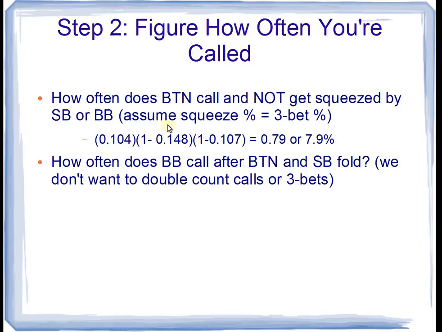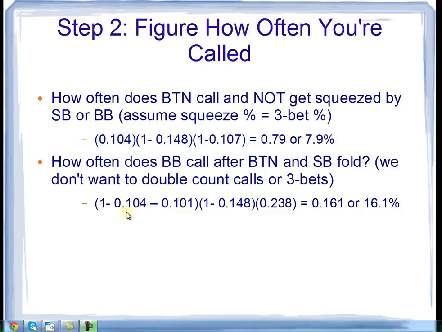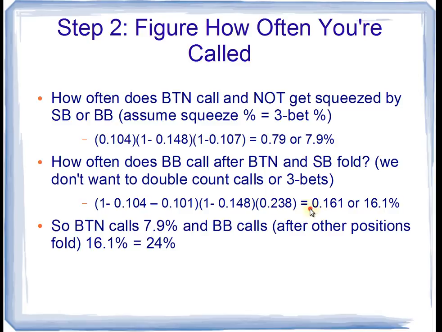Again, we don't want to double count calls or 3-bets, so we have to solve for that the same way. So right here, sorry, we subtracted the button 3-bet and the button call from 1 to get us how often the button folds. Here we did the same thing for the small blind. It's just 1 minus 0.148 because the small blind 3-bets 14.8% of the time, so it's going to fold 1 minus 0.148. And then the big blind calls 23.8% of the time when it folds to the big blind, so that's where the 0.238 comes from. So button fold times small blind fold times big blind call equals 16.1%.